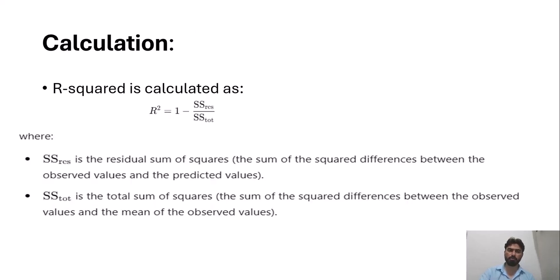When we come to the calculation of R-square, the formula is 1 minus SSRES, the residual sum of squares, divided by SSTOT, the total sum of squares. Here SSRES is the residual sum of squares, the sum of squared differences between the observed values and the predicted values, and SSTOT means the total sum of squares, the sum of squared differences between the observed values and the mean of the observed values.